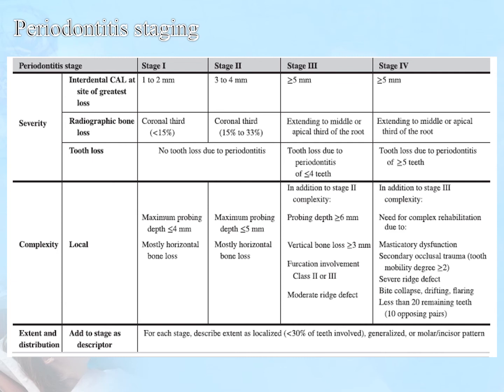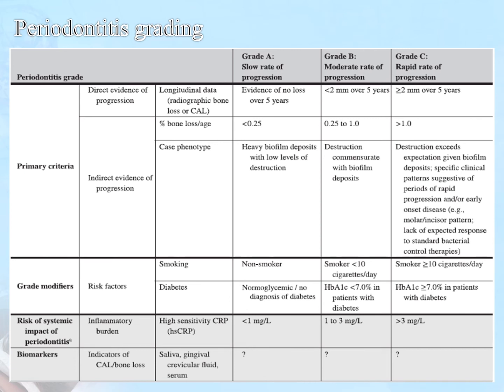Coming on to the extent and distribution, it could be localized if less than 30 percent of teeth are involved, generalized if more than 30 percent of teeth are involved, or if there is molar or incisor involvement, we tell it as a molar incisor pattern. Next, coming on to the grading, it has been graded as slow rate of disease progression, moderate rate of disease progression and rapid rate of disease progression. This has been based on the primary criteria, grade modifiers, risk of systemic impact of periodontitis and the biomarkers.